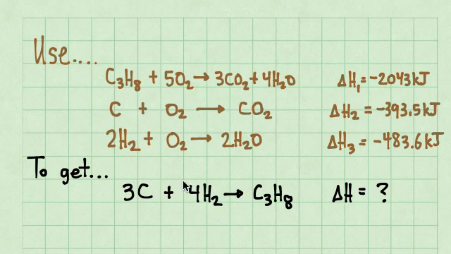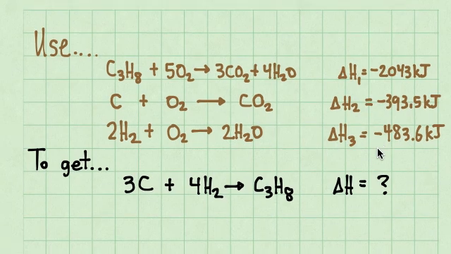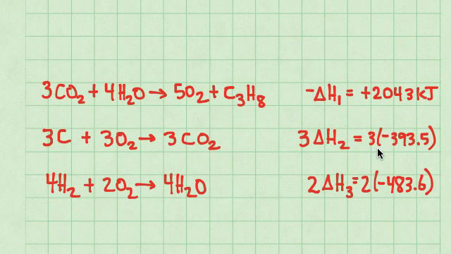H2 on the left, H2 on the left, that's looking pretty good. So why don't I just use this H2 right here, except again, since I have 4 H2s here and 2 H2s here, I better take this times 2, times 2, times 2, times 2. And I did. Took it times 2, took this times 3, and I flipped that first equation backwards.